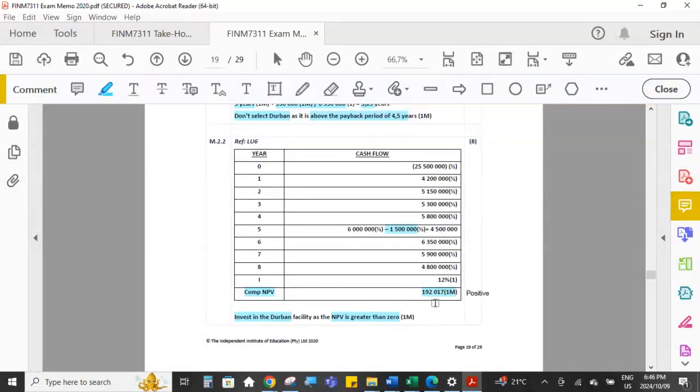So this project, the Durban facility, will give us a profit of 192,017 after paying for our cost of capital of 12%.